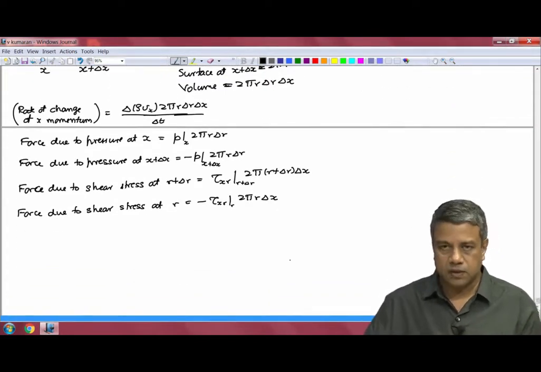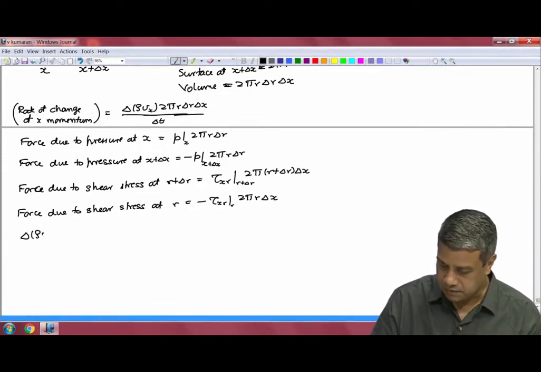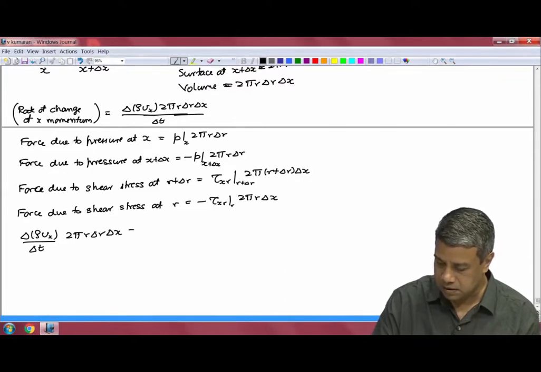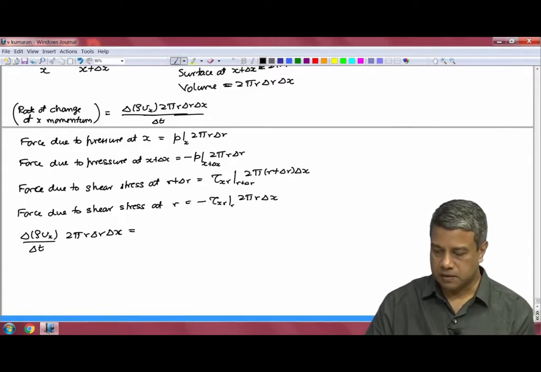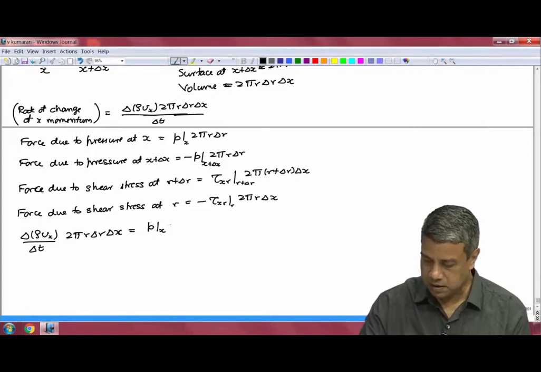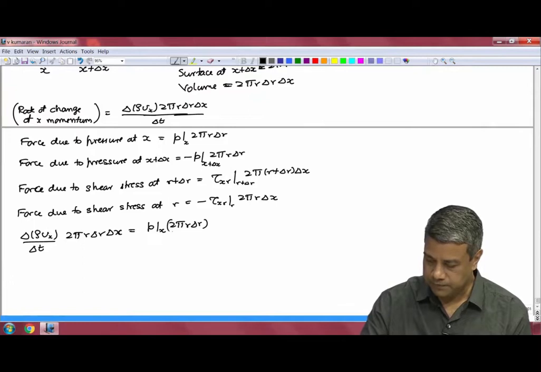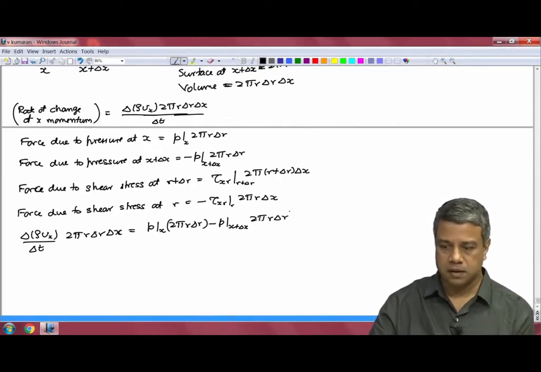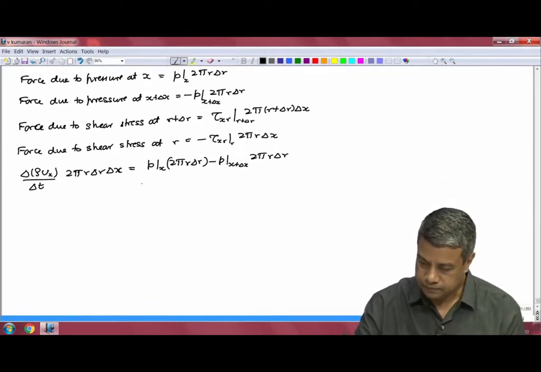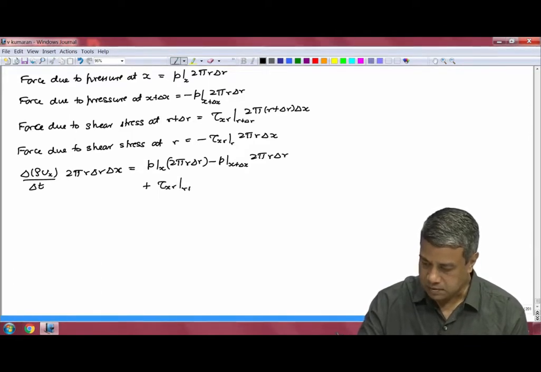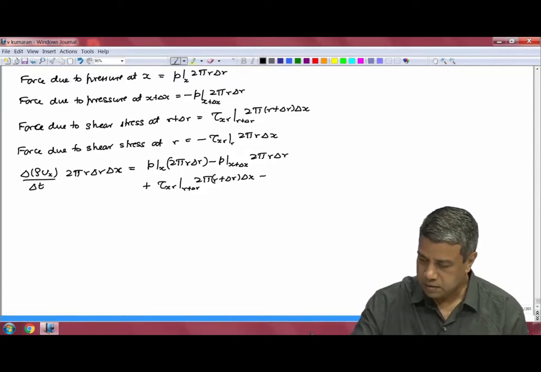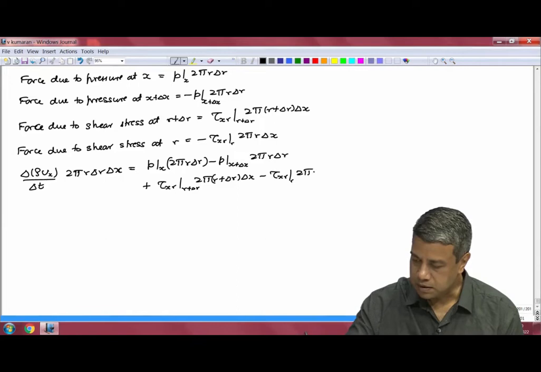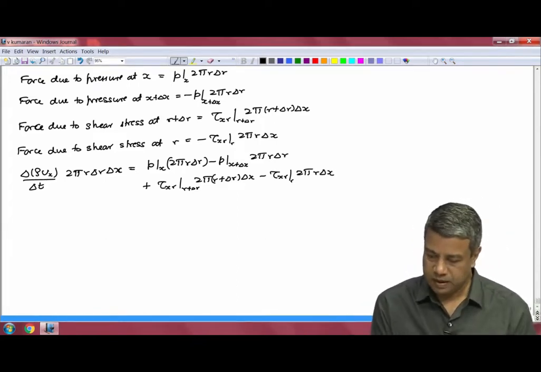So, putting all these together, delta of rho V x by delta t into 2 pi r delta x, the rate of momentum in minus momentum out, is equal to the pressure force, P at x times 2 pi r delta r minus P at x plus delta x times 2 pi r delta r, plus the shear stress terms, tau x r at r plus delta r into 2 pi r delta x minus tau x r at r into 2 pi r delta x. This is the balance condition.